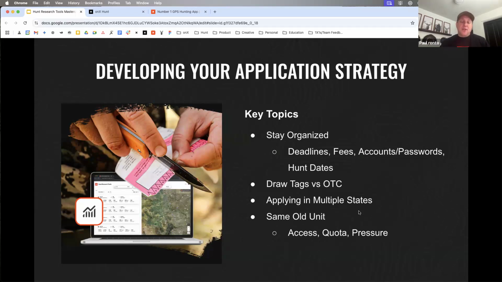Some states like Colorado that used to do an over-the-counter archery hunt for non-residents, this year's the first year there's no more over-the-counter archery bull tags. So you have to draw them. And so these kind of changes make it important to understand so you can draw and be successful.